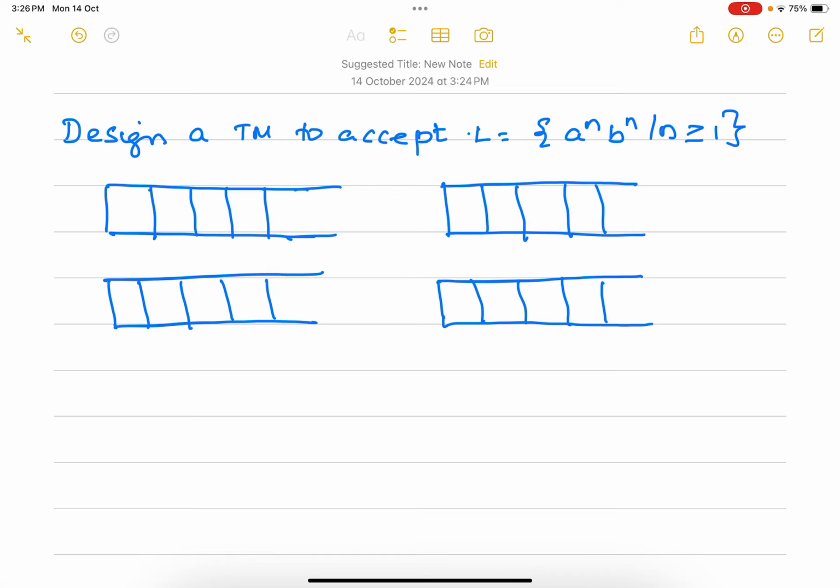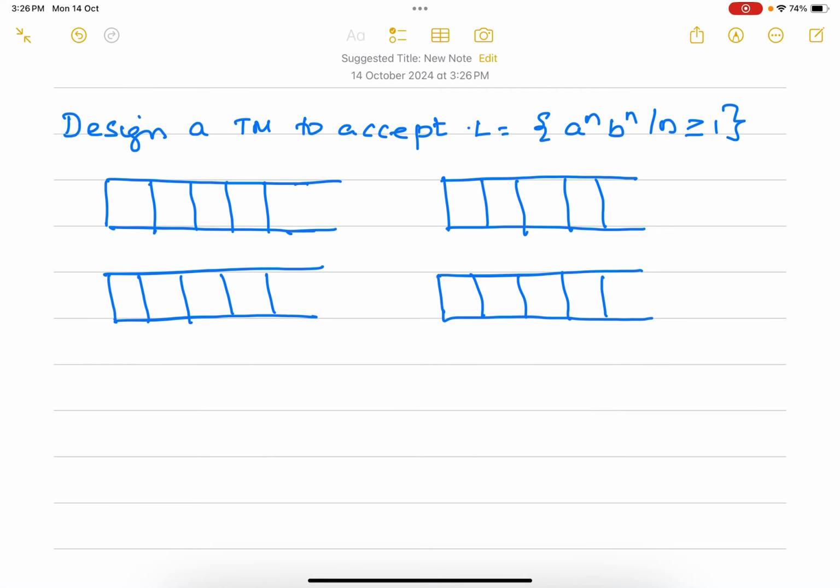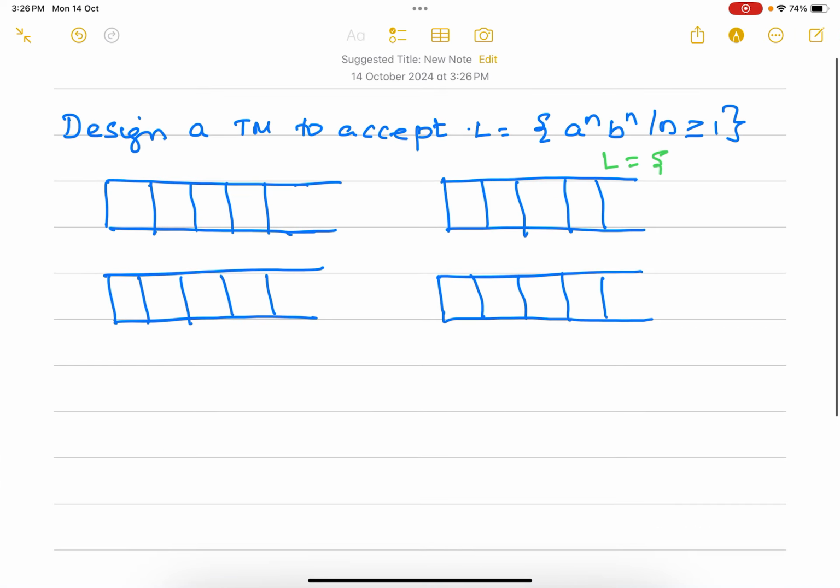Now design a Turing machine to accept a language L = a^n b^n such that n ≥ 1. We are going to design a Turing machine that has a path from the initial state to the final state for all possible strings of this language. What are the possible strings of this language?